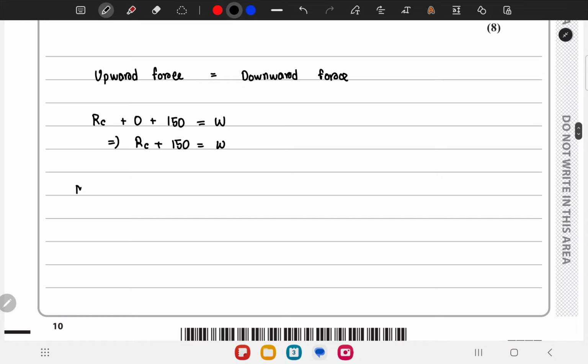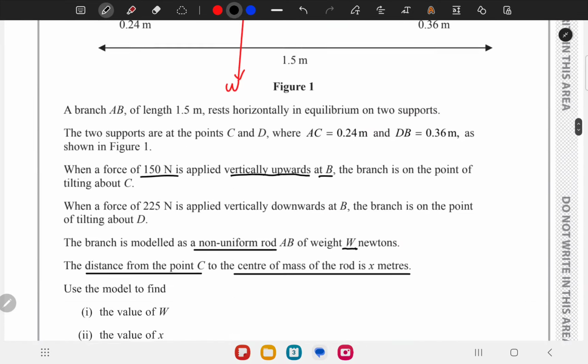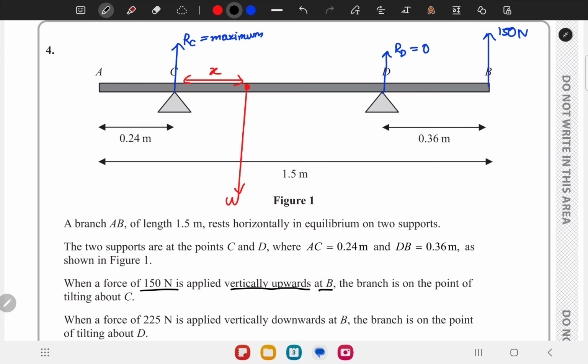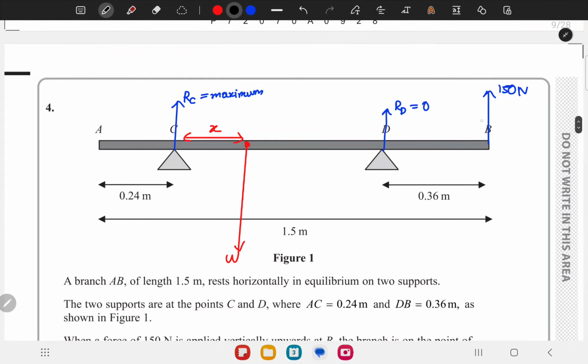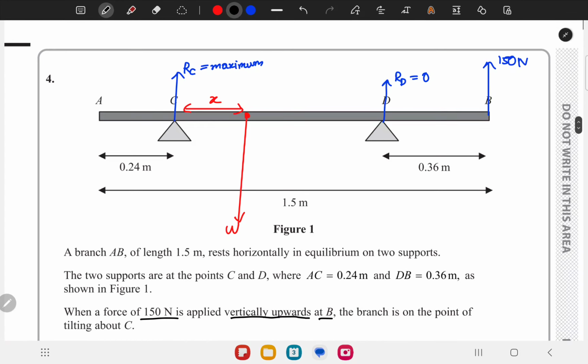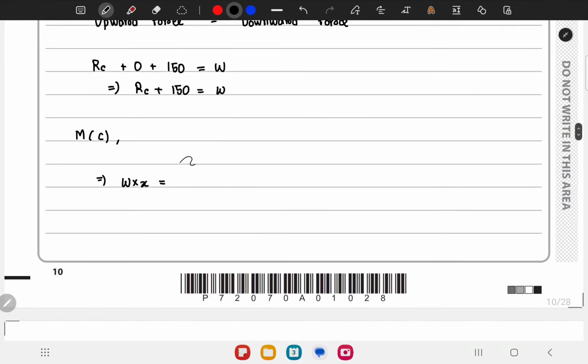Now we can also use moments about C. Since this is in equilibrium, we know this distance is x. If we consider moments about C, W times x will give clockwise moment, and this 150 Newton force will provide the anti-clockwise moment. The distance between C and B would be 1.5 minus 0.24. So the entire rod except this part. This value is 1.26. So 1.26 into 150. So Wx is equal to 189.